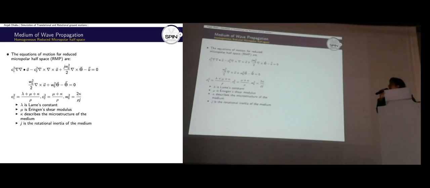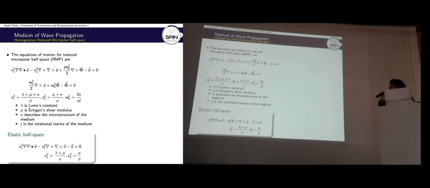You can see that there are two equations. You see a rotation component also that is represented by theta here, and u is the displacement. C1 and C2 are the wave velocities. You see that there are two additional material parameters in the equations. One is kappa and the other is J. J represents the rotational inertia of the medium, and kappa represents the stress between the grains, or intergranular stress. When we compare these equations with those of the classical elastic half space, we can see that in the classical elastic medium, rotation does not come in the standard equation of motion, and C1 and C2 are the wave velocities.